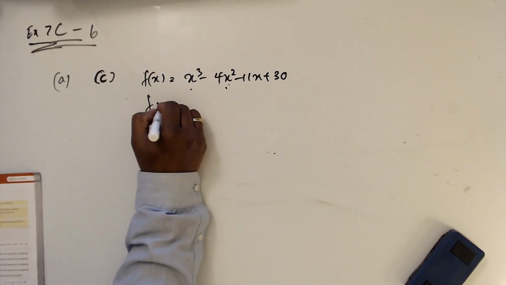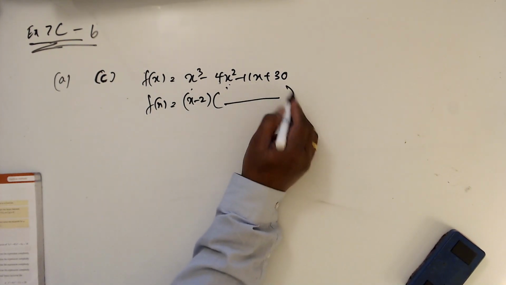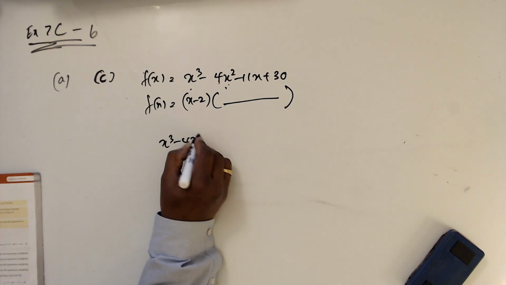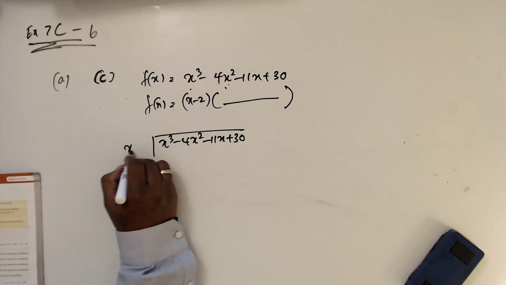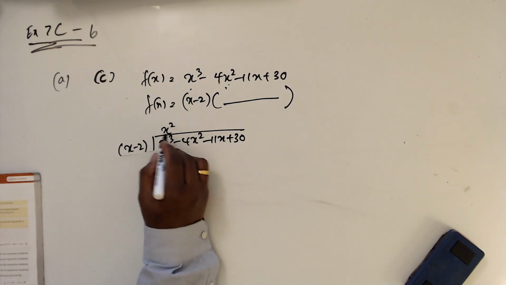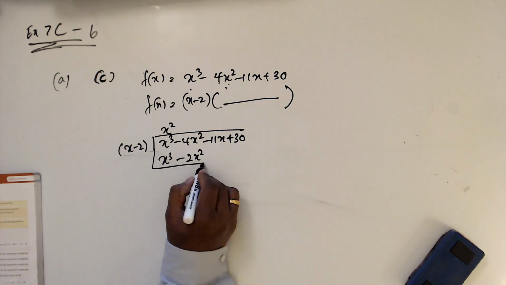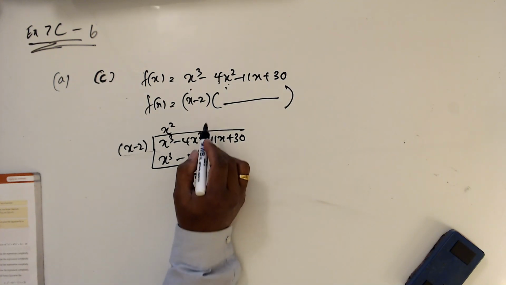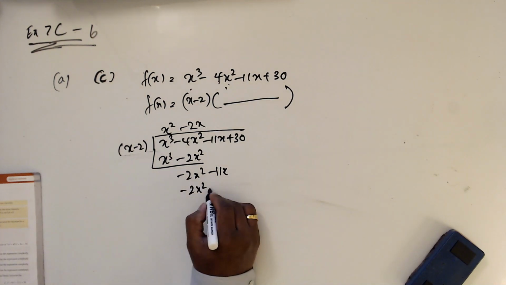Now I know x minus 2 is a factor, and now we need to find the other one. We'll start division now: 4x square minus 11x plus 30 divided by x minus 2. So this is going to be x square. This is x cube minus 2x square, so minus 2x square minus 11x. Then this is going to be minus 2x, minus 2x square plus 4x.